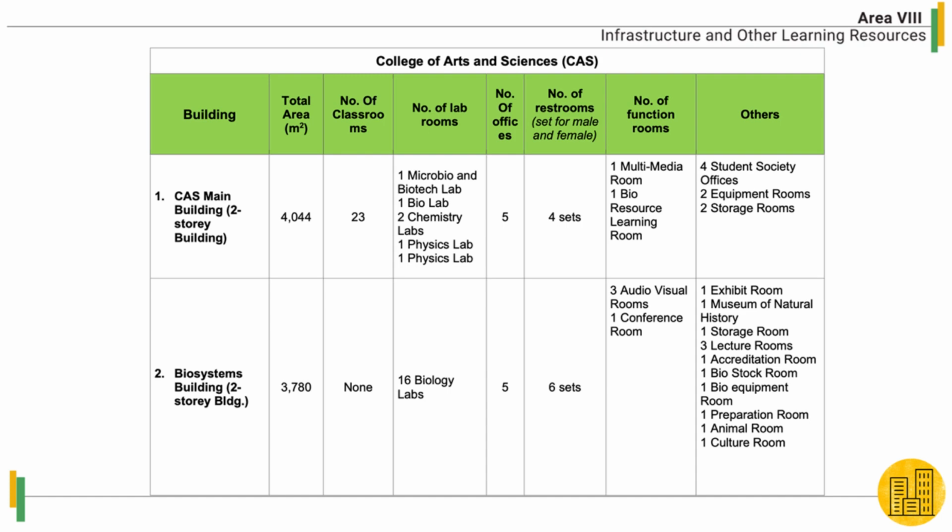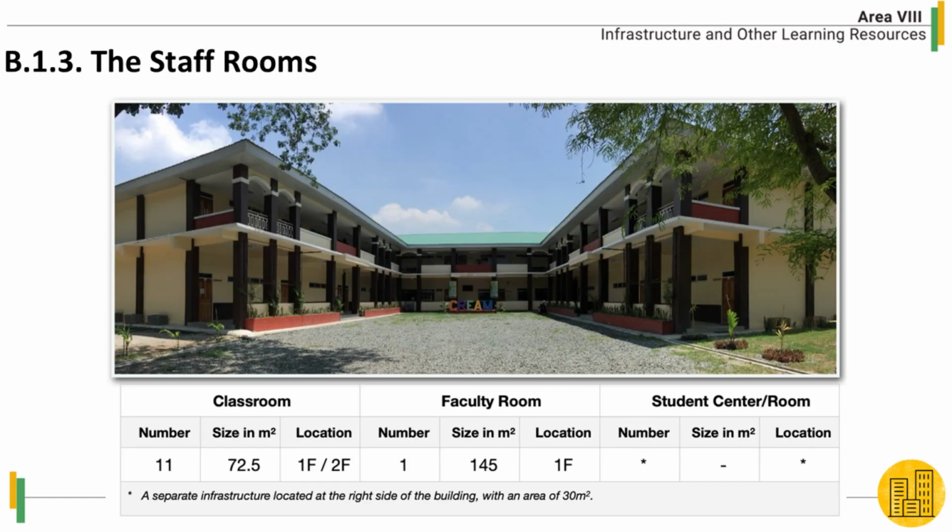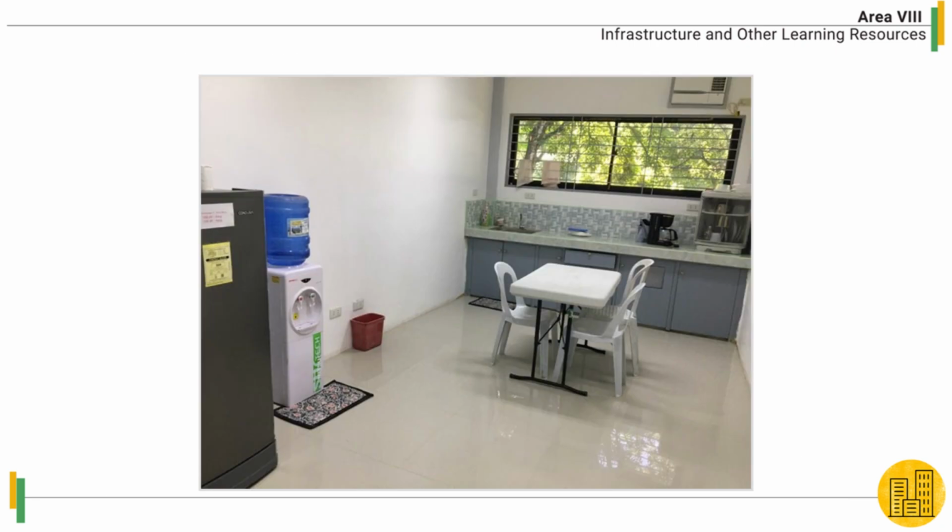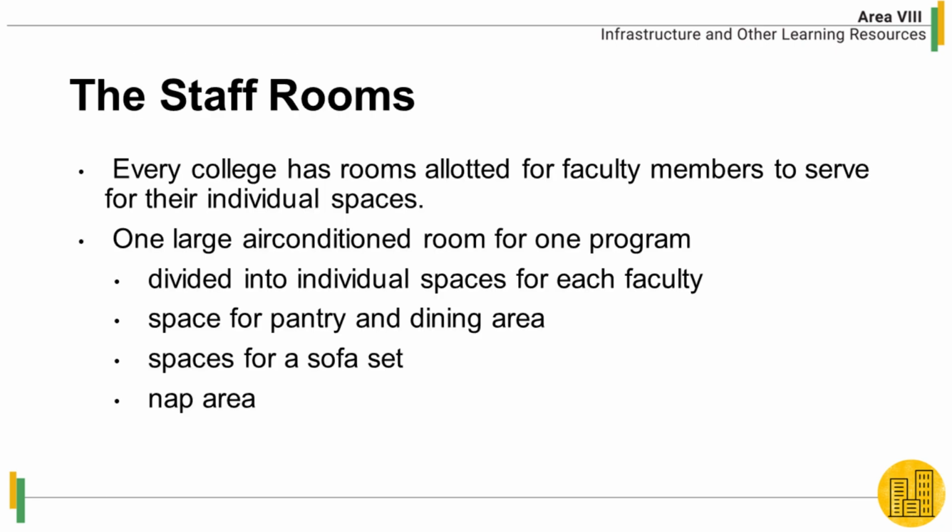For the staff rooms, usually each academic building has a staff room or faculty room. For this building, a 145 square meter room on the first floor is allocated for faculty members, which is complete with lounge and dining area. Every college has rooms allotted for faculty members to serve as their individual spaces.